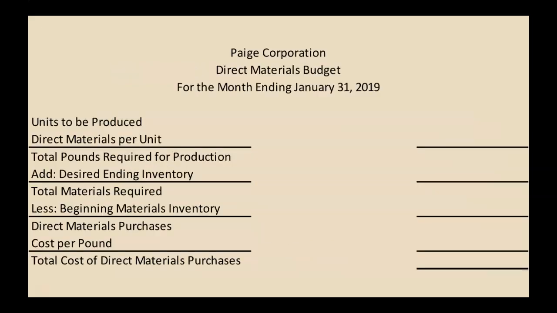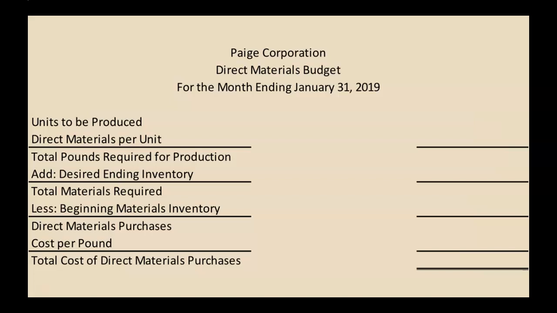So this is what a direct materials budget is going to look like. Again, we'll talk about the numbers in a bit, but let's just focus on all of the different pieces that we need. So the first step is units to be produced. How many units are we making here? Next, direct materials per unit. How many pounds of materials is needed to make one single unit? We multiply those two, and we can find our total pounds required for production.